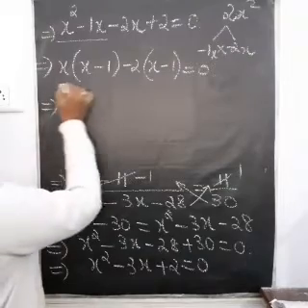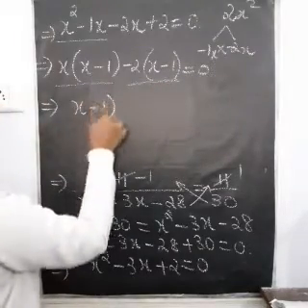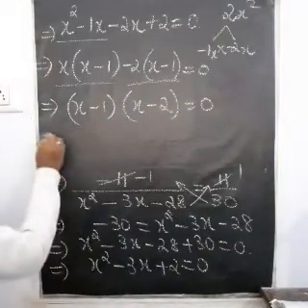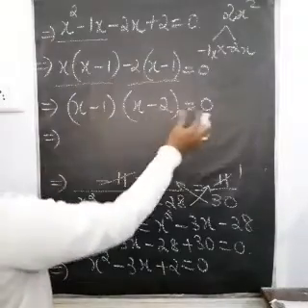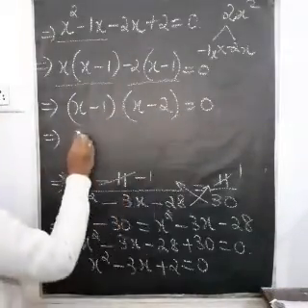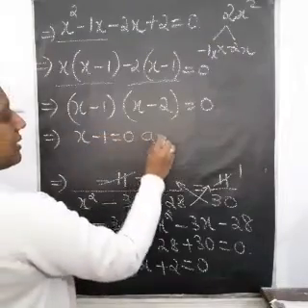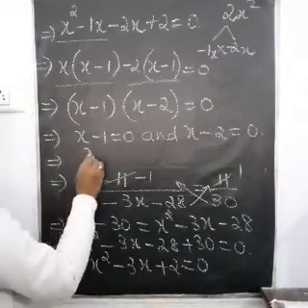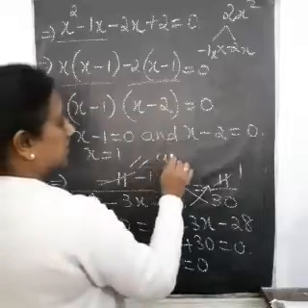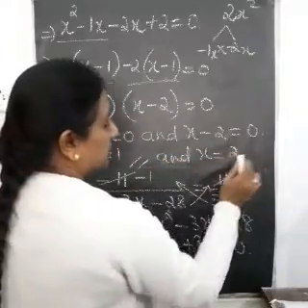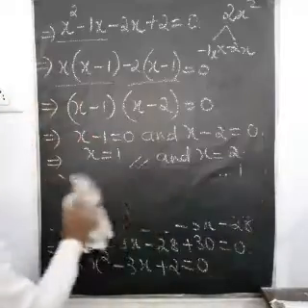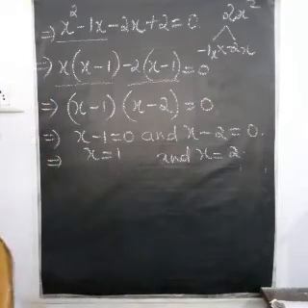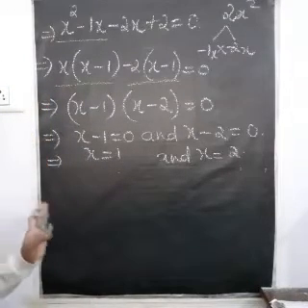Now let us see what is common in this term and this term. (x minus 1) into (x minus 2) equal to 0. So what does this imply? When it is factorized, this term is equal to 0 and this term is equal to 0. That is x minus 1 equal to 0 and x minus 2 equal to 0. What does that imply? x is equal to 1 and x is equal to 2. So we have got the answer for this sum as x is equal to 1 and x is equal to 2. Since it's a quadratic equation, we have two answers and we have solved the equation.